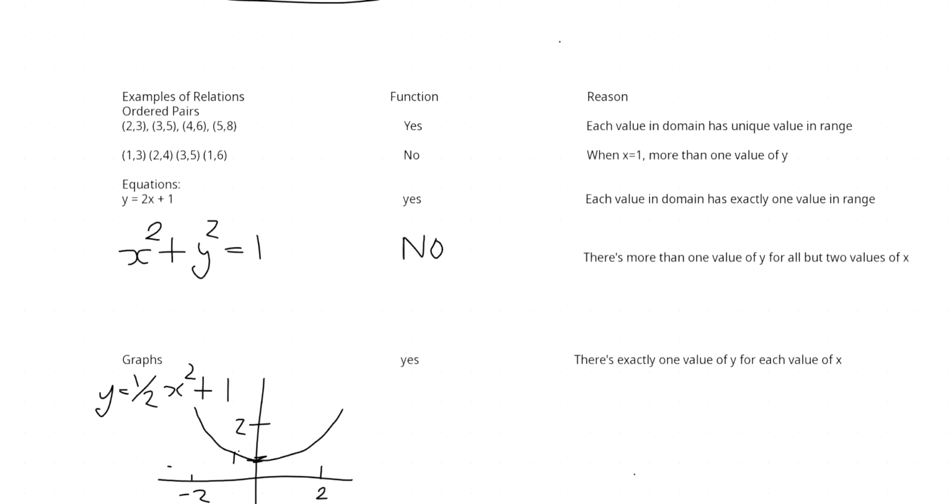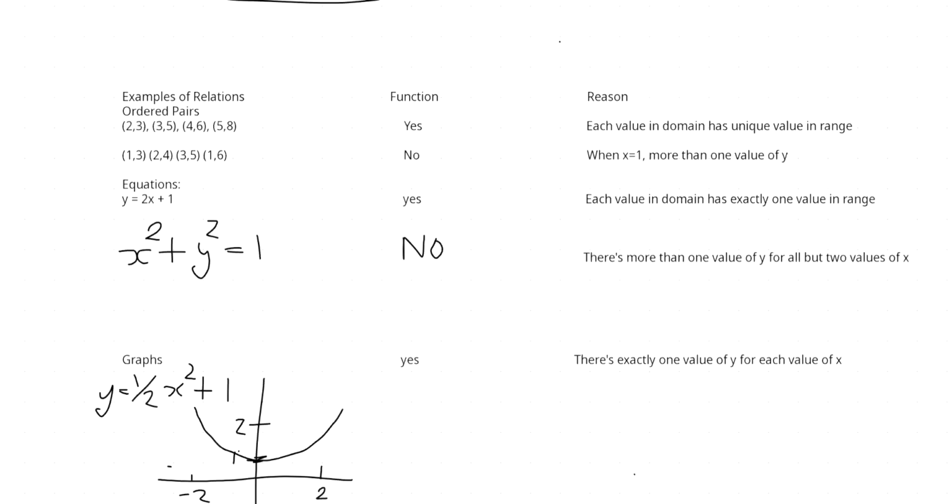In the second group, we have 1, 3, 2, 4, 3, 5, and 1, 6. So is it a function? No. The reason is because when x is equal to 1, there is more than one value of y. You can see when x is 1, y is 3 here, and then when x is 1, y is 6 over here. So this is not a function. And going back to how we determine whether a relation is a function, that is exactly why. As we said, if there is more than one value for y, then it is not a function.